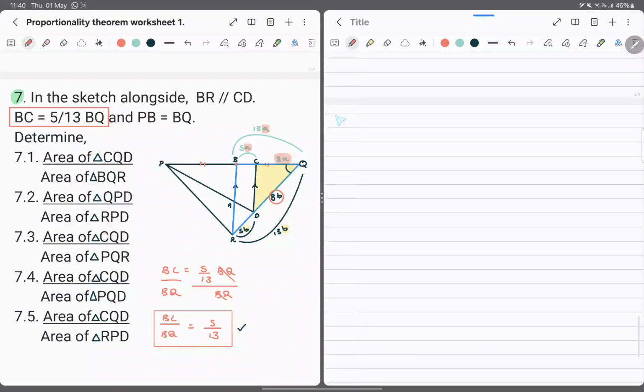Okay, let's get to 7.2. Now 7.2, we need to find the area of triangle QPD. QPD. Okay, this one right here. And which triangle? RPD. Interesting. Now, can you see these ones have nothing in common? Because the angle here is not the same as the angle there, or at least we were not told it is so. Right?